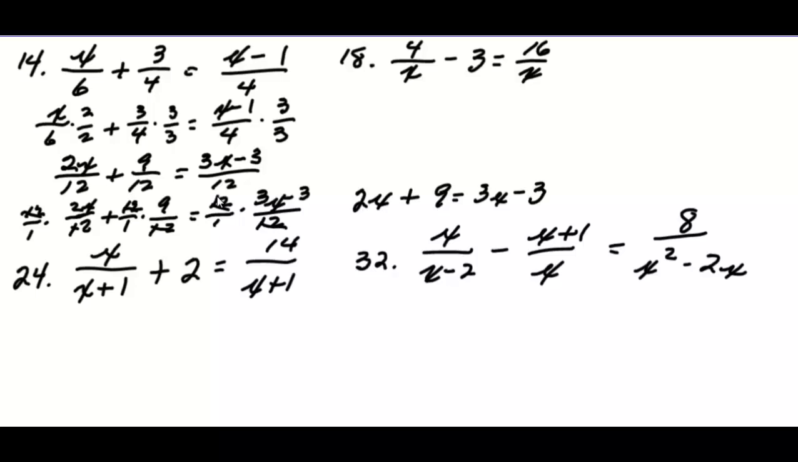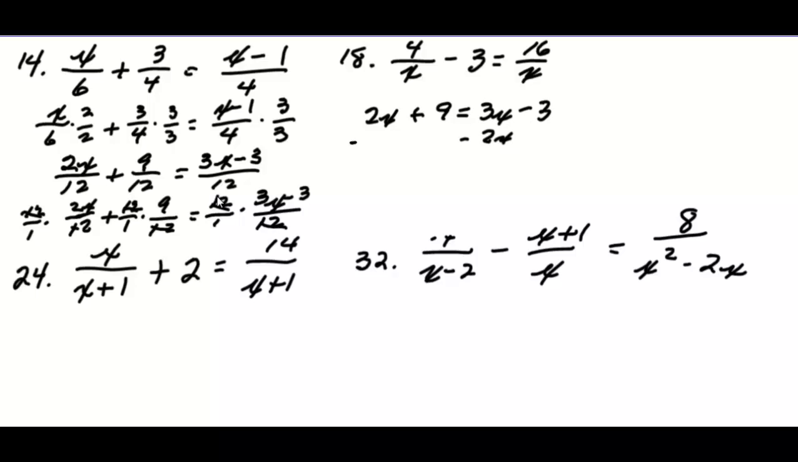Now what we'd have to do is solve that by subtracting 2x from both sides. Let me erase and do this a little further up because it makes it a little bit easier for us to finish that. Again, 2x plus 9 equals 3x minus 3. Now we subtract 2x from both sides. We get 9 equals x minus 3. And by adding 3 to both sides, we have a solution where 12 equals x.